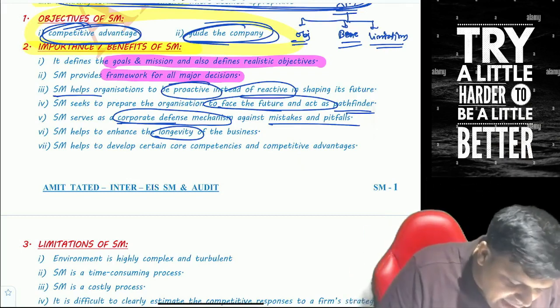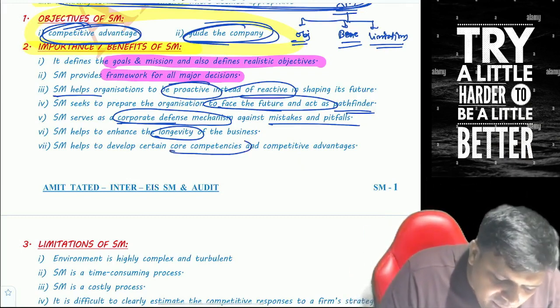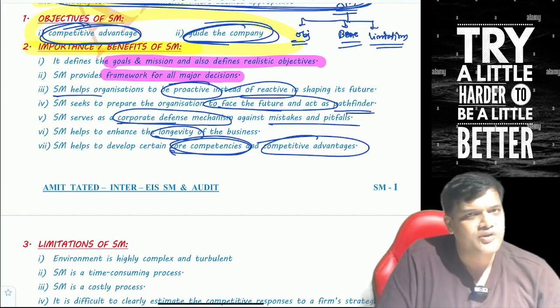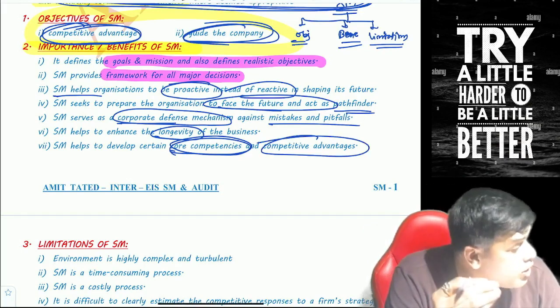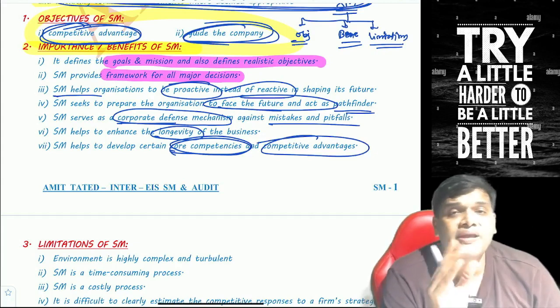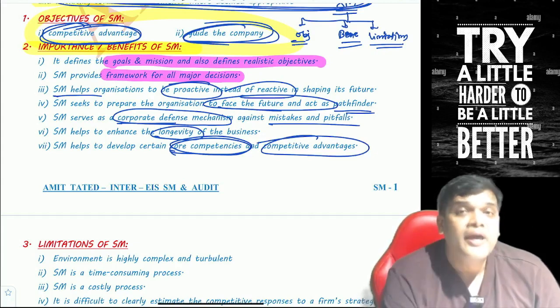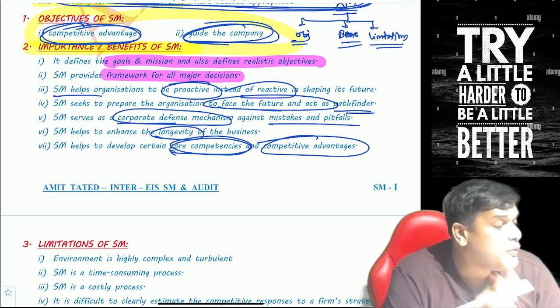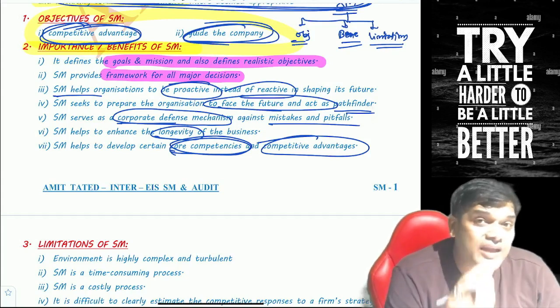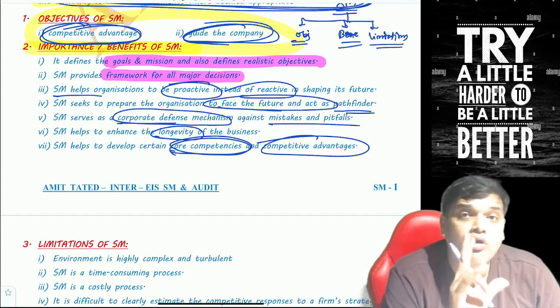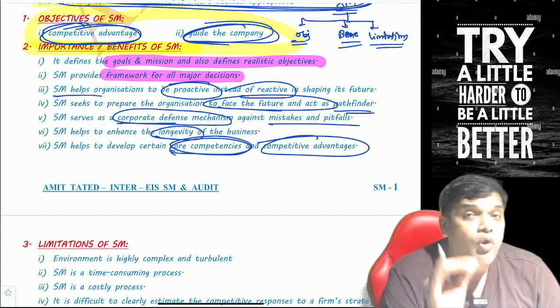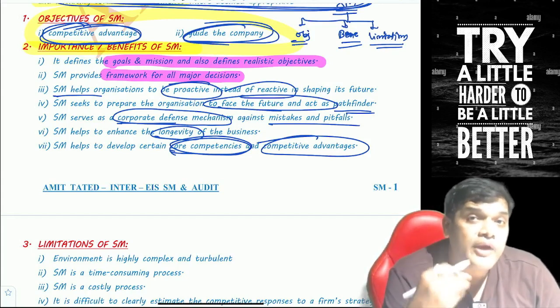That's your scenario. And the last point: SM also helps to develop core competency and competitive advantage, which I discussed with you. What is a core competency? We'll discuss tomorrow. But right now, please understand, core competency does not relate to an individual. It relates to the organization. If you ask me right now, Amit Tated is very good at a concept. This can be one of his core competencies, but it is not a core competency of an organization. The core competency of an organization needs to be applied very clearly.